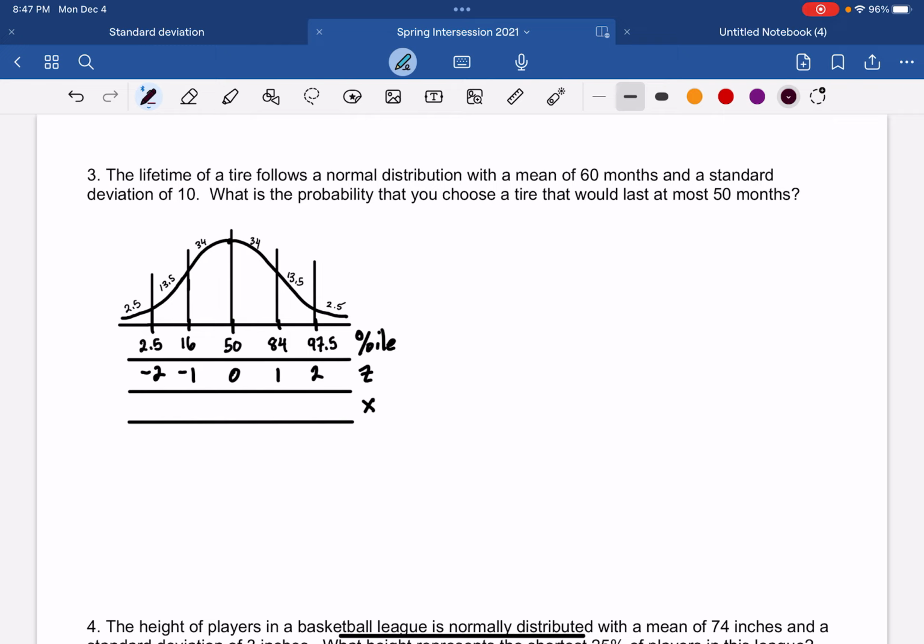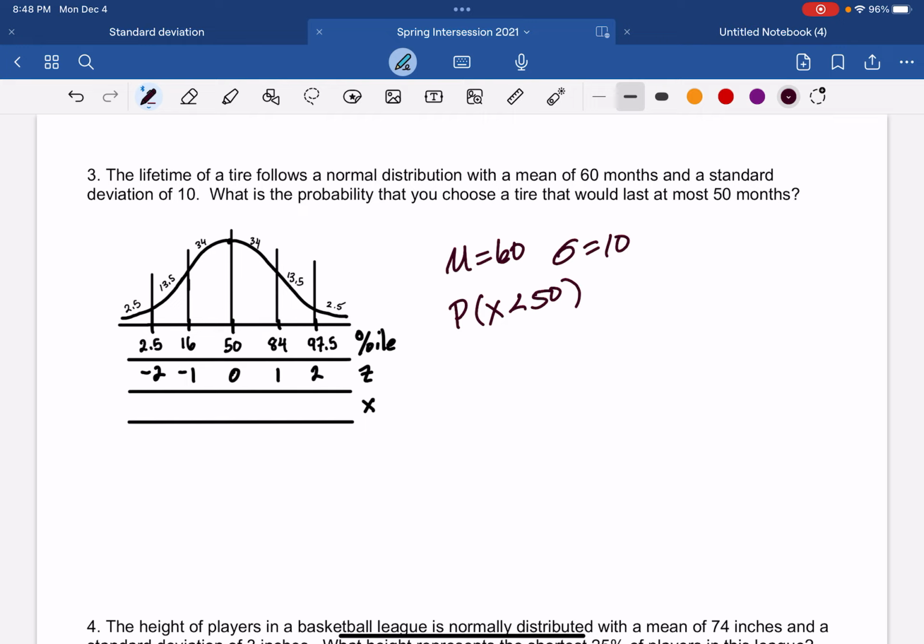This one says the lifetime of a tire follows a normal distribution of mean 60, so mean 60 months, and a standard deviation of 10. What is the probability that you would choose a tire that would last at most 50 months, at most, meaning no more than 50, right? Okay. This is definitely different from the first video that we watched. That was greater than a certain value.